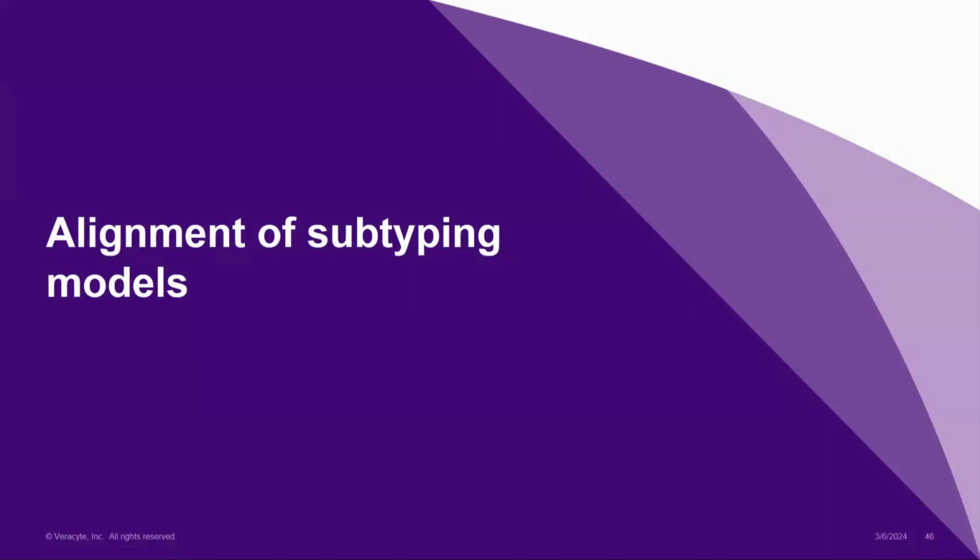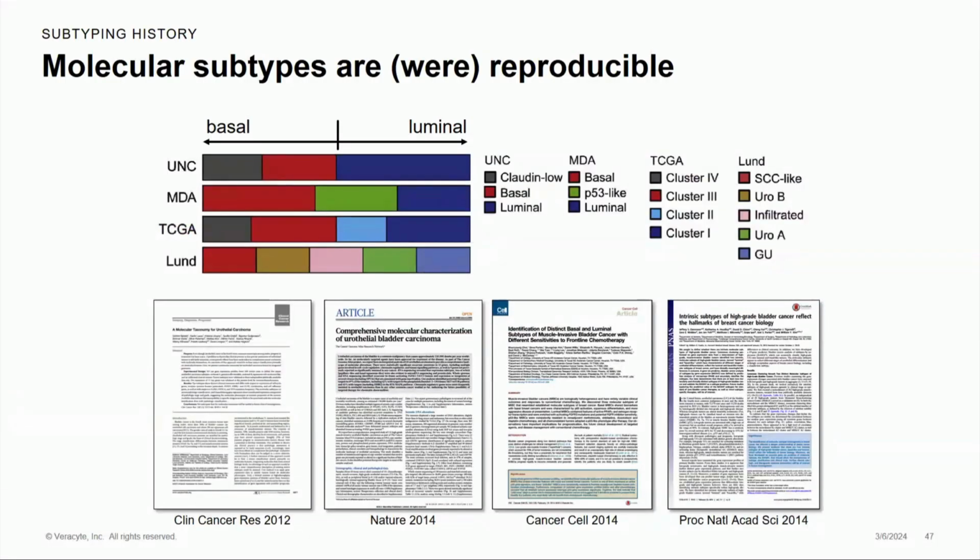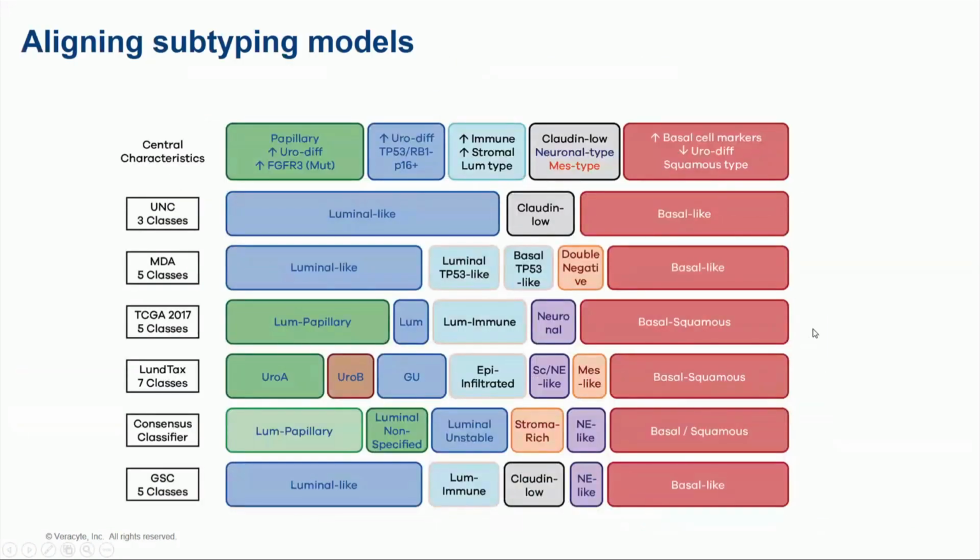Okay, so finally, the alignment of subtyping models. This is a bit of a noisy space in the field, and we've written a number of commentaries about how subtypes align. About 10 years ago, subtypes were quite reproducible. At the time, we understood there's a basal group and a luminal group, and we were quite satisfied with that. Then Lund came up with another, more complicated classification with an infiltrated group, and things started to get worse.